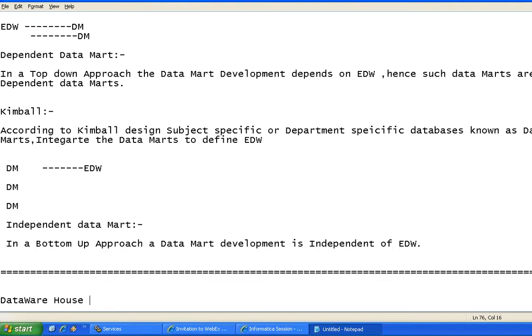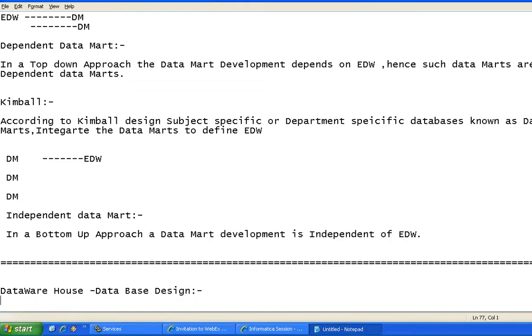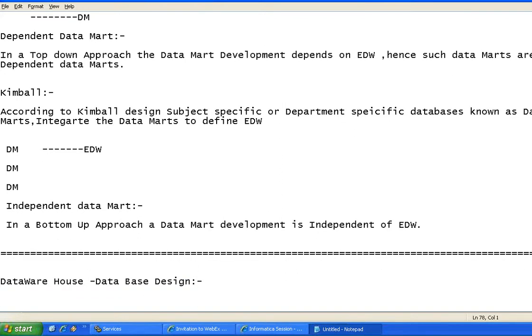So let's discuss data warehouse database design. Before we load the data into the data warehouse, the structure of the warehouse should exist. We generally say we extract the data, transform the data, and load the data into the target. When we load the data into the target, the structure of the table should always exist. That means the structure of the schema should always exist.